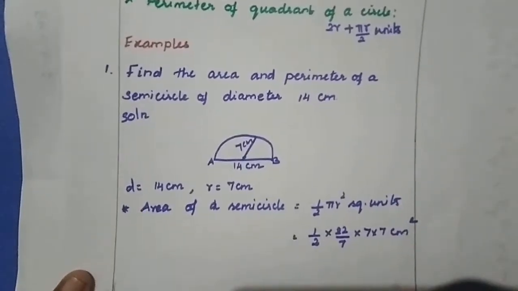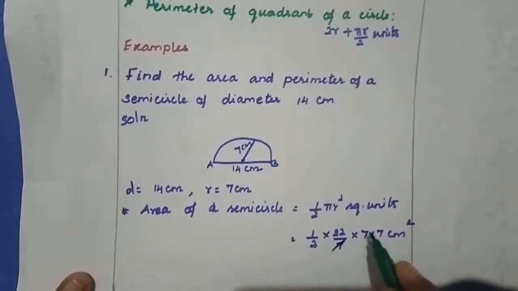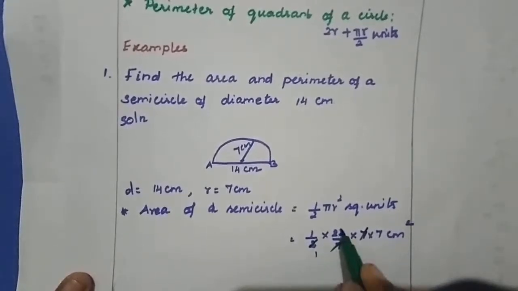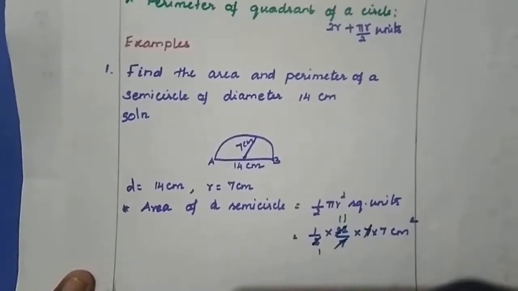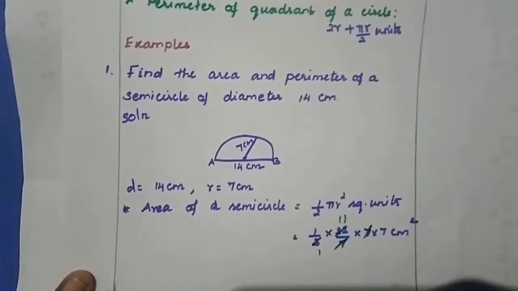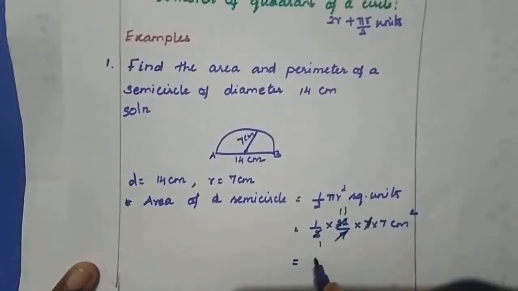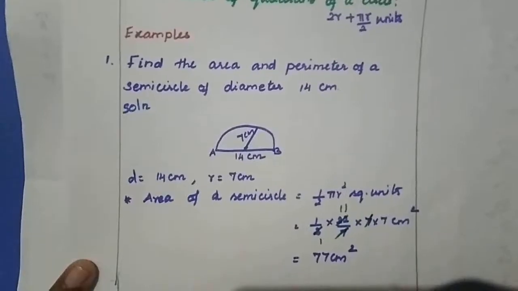Now we can simplify this one. You can cancel 1 7 is 7 and 1 7 is 7. Now 1 2 is 2. 11 2s are 22. So what else remaining here? 11 into 7, which is equal to 11 7s are 77 centimeter square.